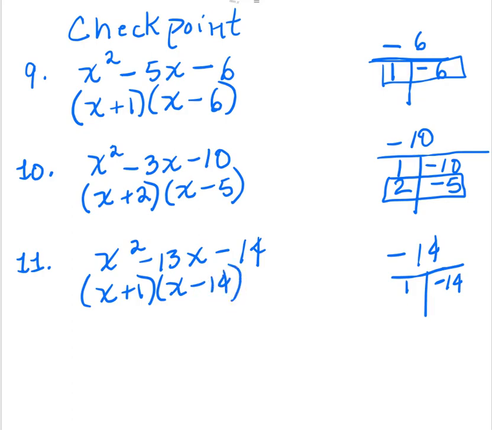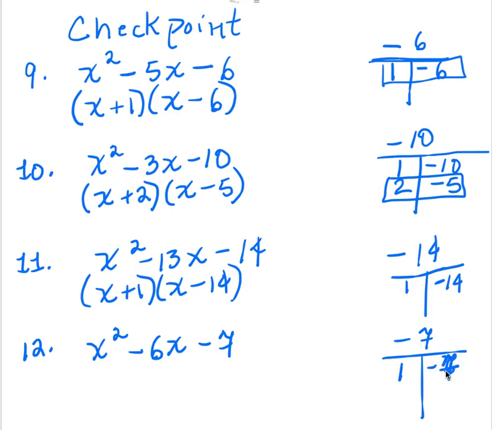All right, last one. 12, at least this checkpoint, x squared minus 6x minus 7. Okay, so I'm looking for factors of negative 7 that combine into negative 6. And again, it's going to be 1 and negative 7, right? 1 and negative 7, I almost wrote 6 there. 1 and negative 7 combines into negative 6, right? So x plus 1 times x minus 7.